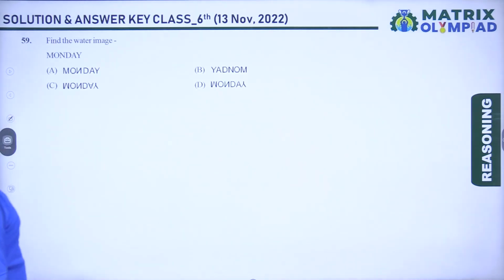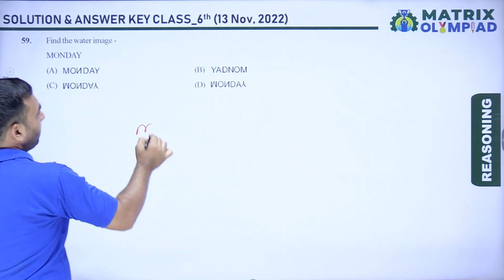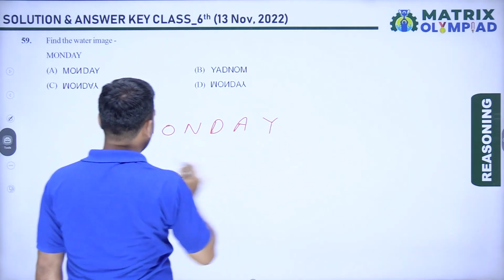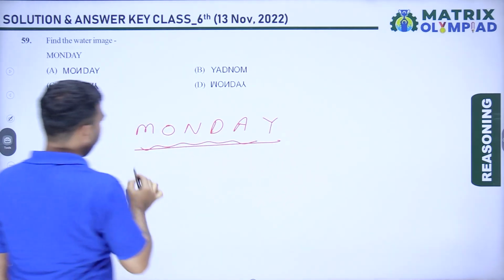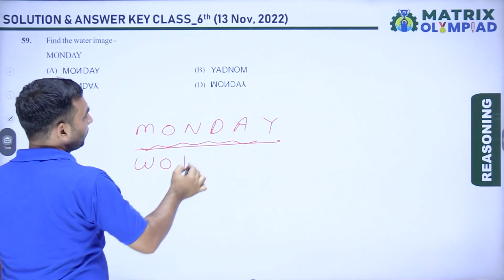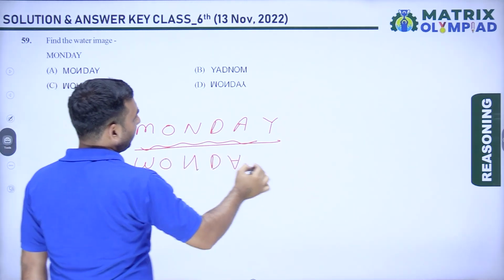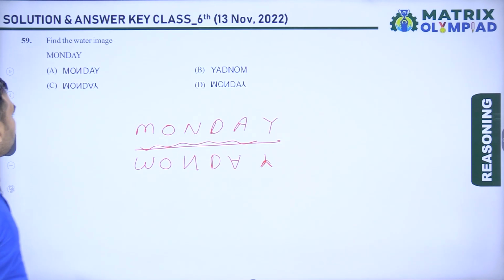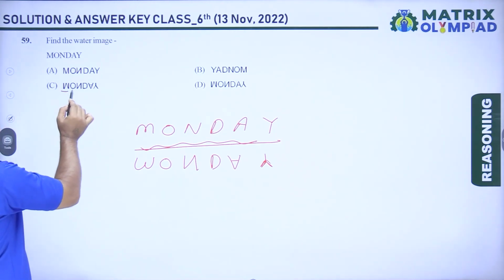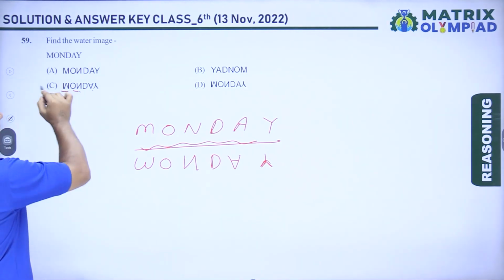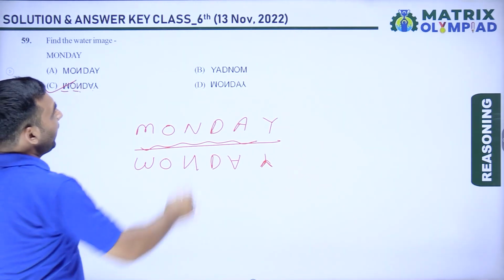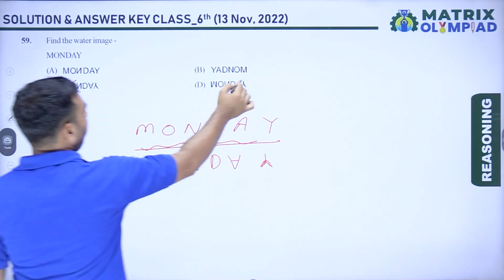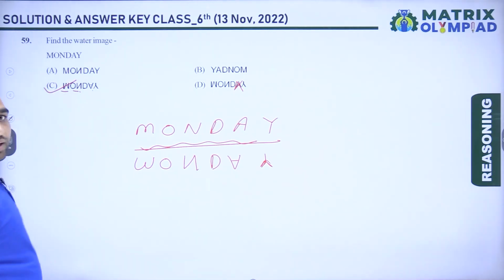Next question is find the water image of Monday, M-O-N-D-A-Y. M shows this way, and the rest of the letters this way. Which option denotes it? M O N D A Y. Option C is the correct answer. The other option is not the correct way. Option C is the correct answer.